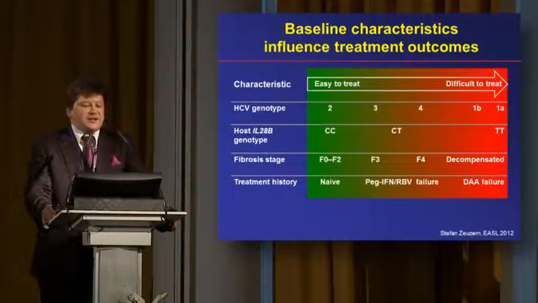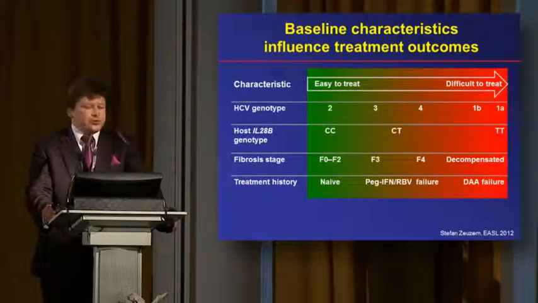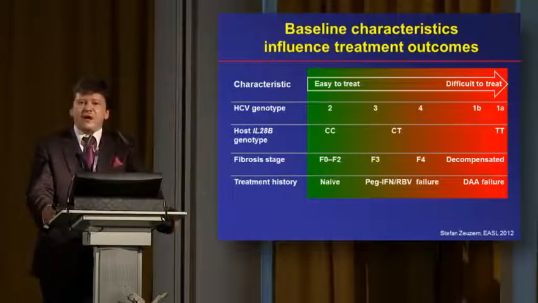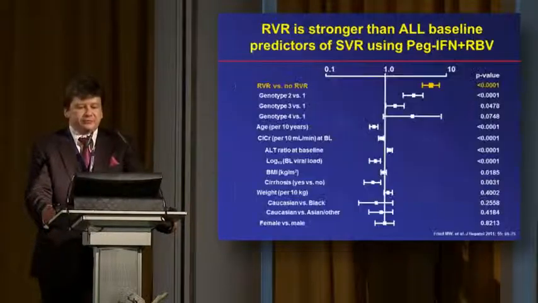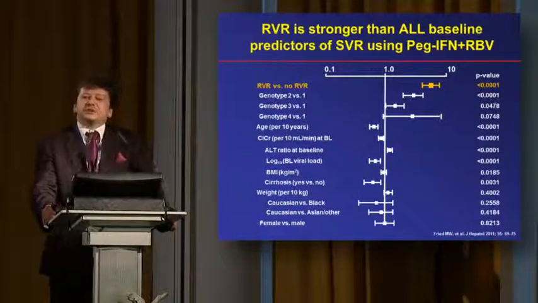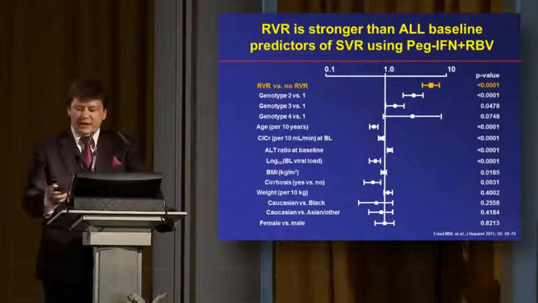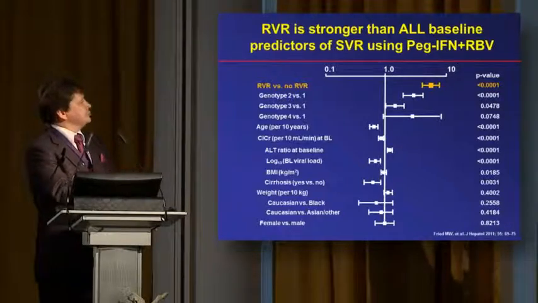Main baseline characteristics influence treatment outcomes. For example, easy to treat are treatment-naive patients with genotype 2, with CC genotype of interleukin-28B, and mild fibrosis. Difficult to treat are patients with, for example, genotype 1a, CT subtype, cirrhosis, and maybe DAA failure. Using dual therapy with PEG and RBV, RVR was stronger than all baseline predictors of SVR using PEG and RBV.